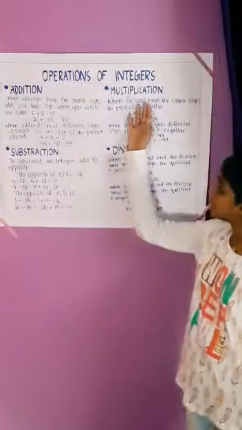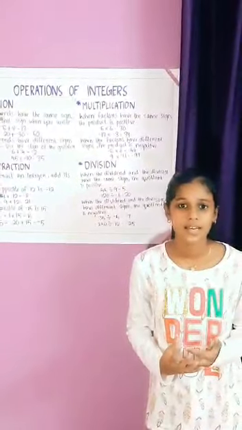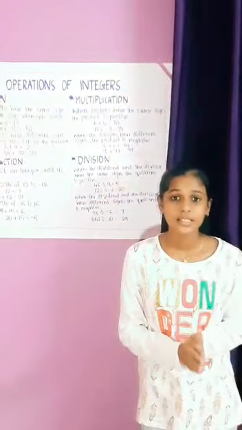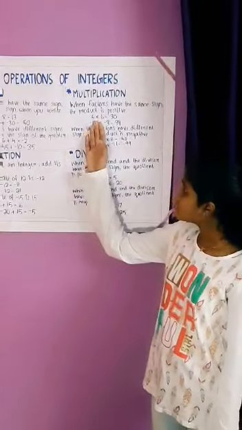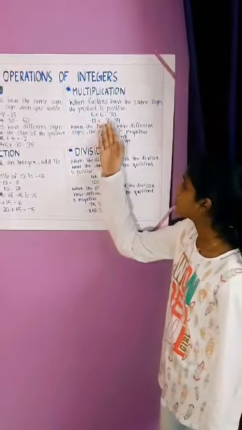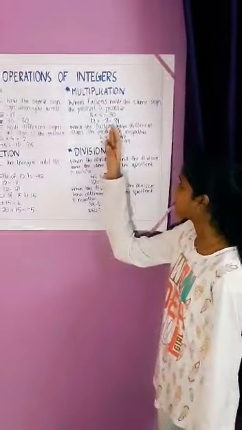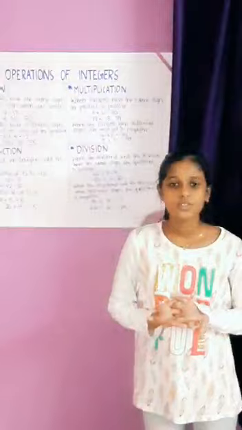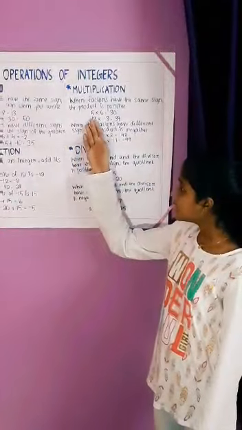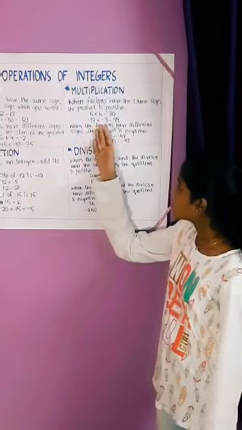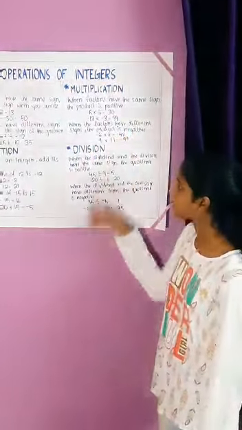Let's move on to multiplication. When the factors have the same sign, the answer will definitely be positive. For example, +5 into 6 is equal to positive 30. And what will happen in the case of negatives? The same rule will be applied. For example, negative 30 into negative 3 is equal to positive 90.